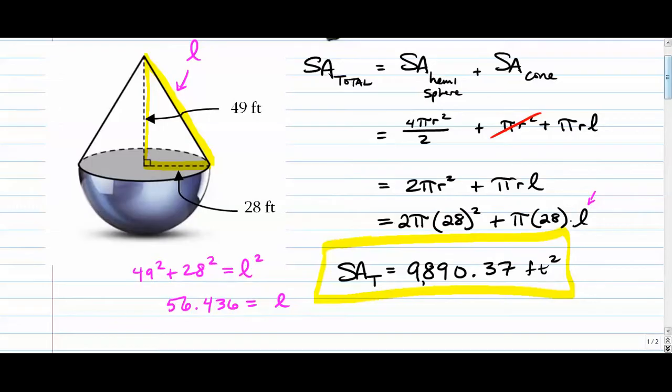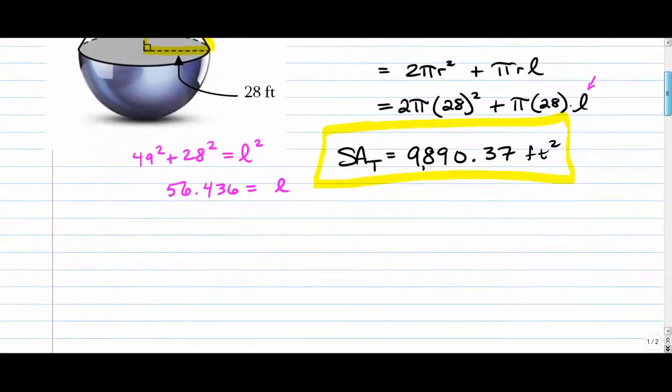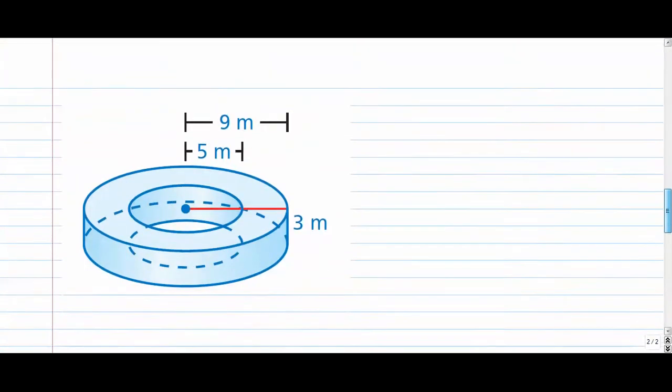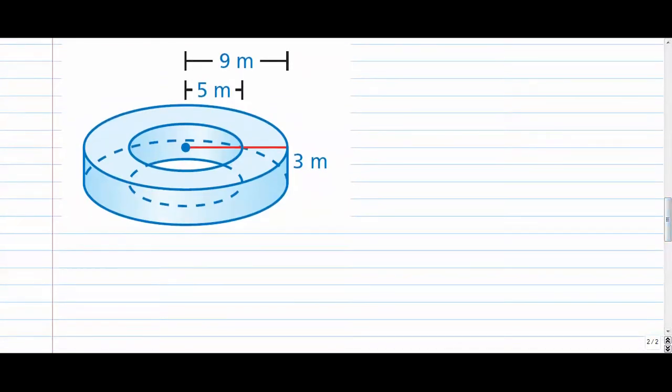Cool. Number 2 is not so cool. This one is a little bit more challenging. We're going to try to find the surface area of the entire solid. Now, first things first, let's understand what this actually is. This is a cylinder with a cylinder removed from it.